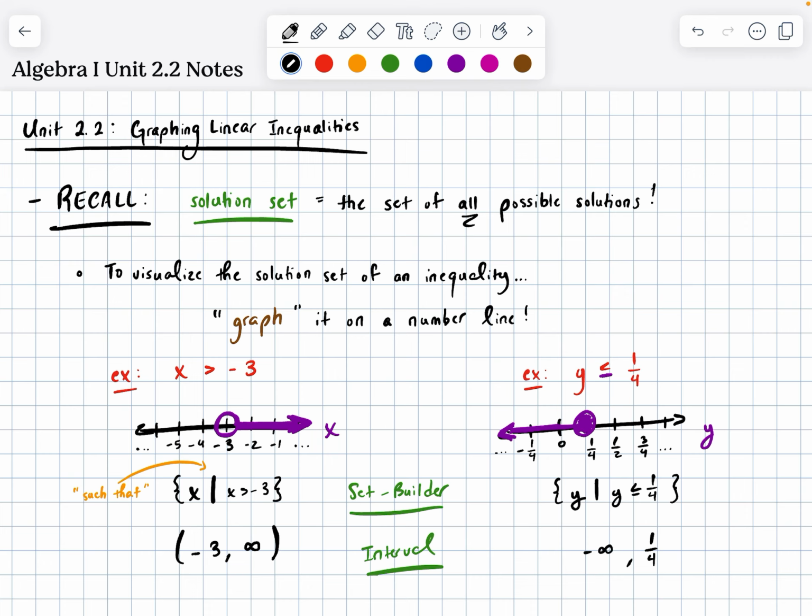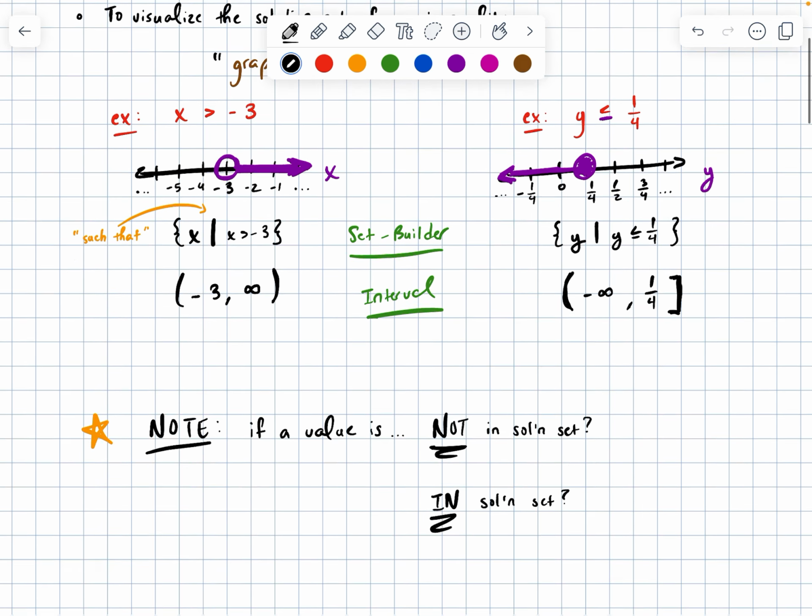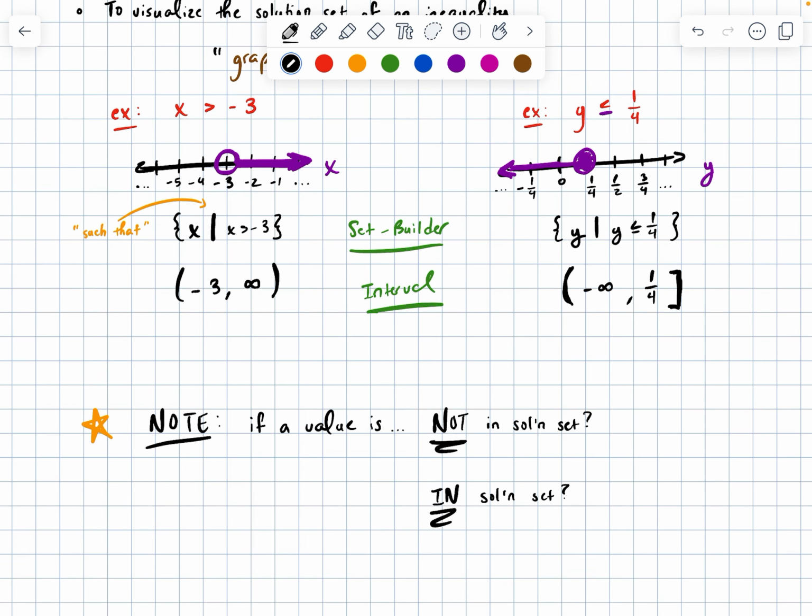The starting point of my graph is something really, really small. In fact, infinitely small. The way that we'll indicate that is negative infinity. So I'm going off in the negative direction, off towards something really, really small. Negative infinity, just like positive infinity, is an idea, a concept, not a number, so it can't be included, and it gets a parentheses. But 1/4 is in the solution set. In interval notation, to indicate that a value is included in the solution set, rather than a parentheses, mathematicians decided on a square bracket.